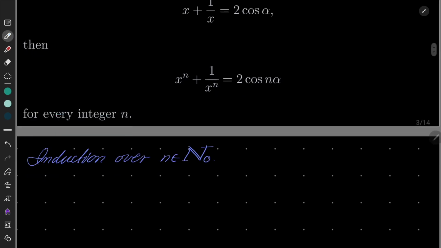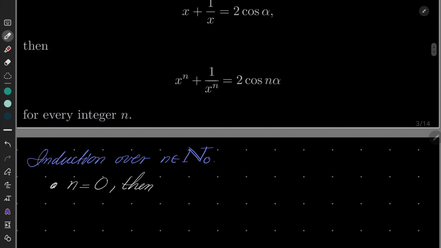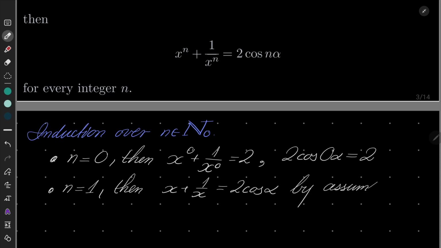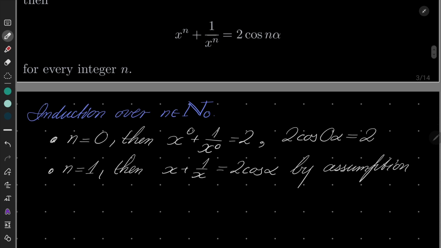Well, let's consider first two cases. If n equals 0, then x to the power of 0 plus 1 over x to the power of 0 is 2, and 2 times cosine of 0 alpha, well, cosine of 0 is 1, so it's also 2. So it holds. If n equals 1, then x plus 1 over x equals 2 times cosine of alpha. Why? By assumption. It's our very assumption.